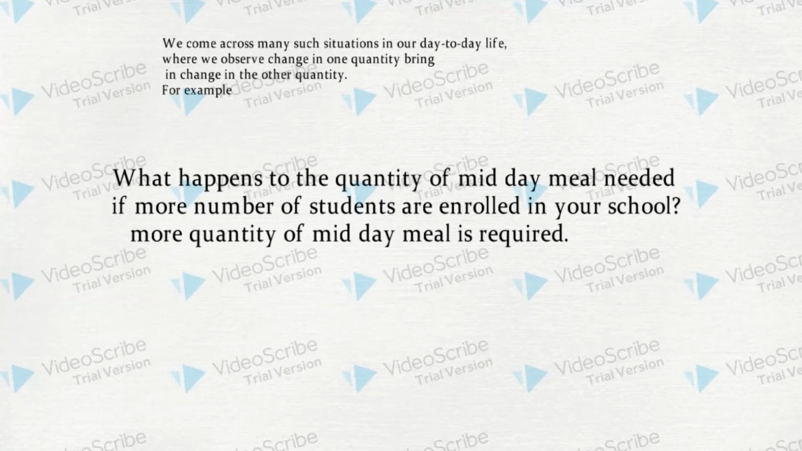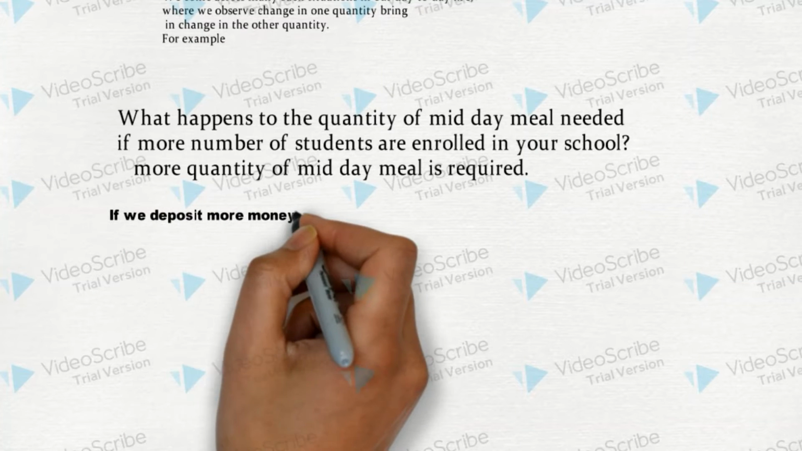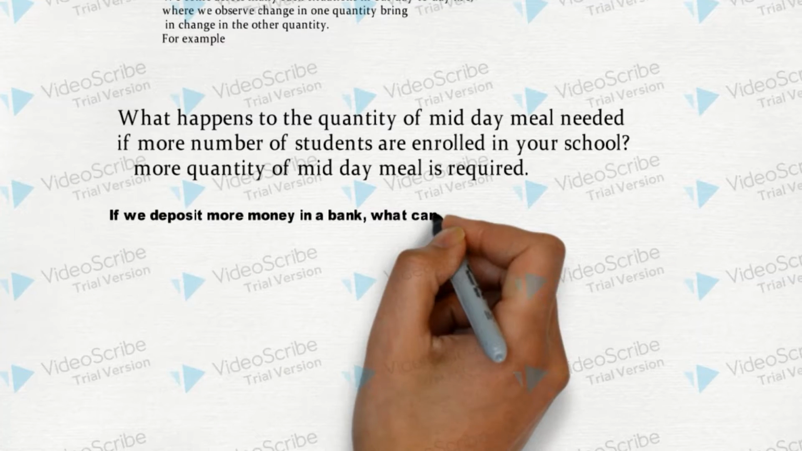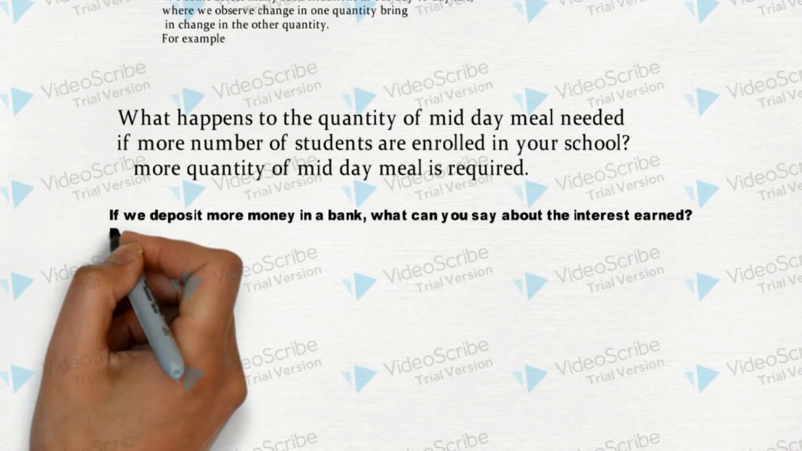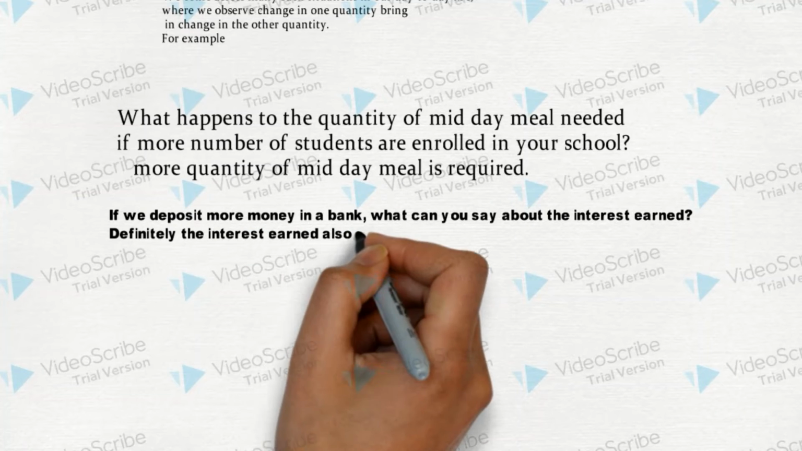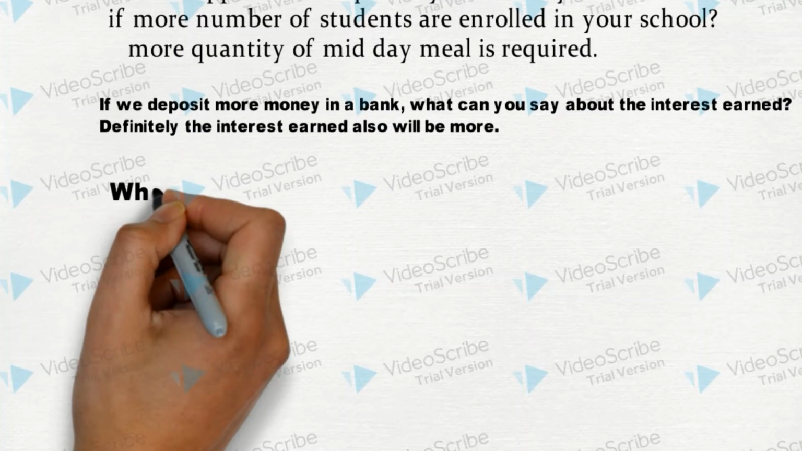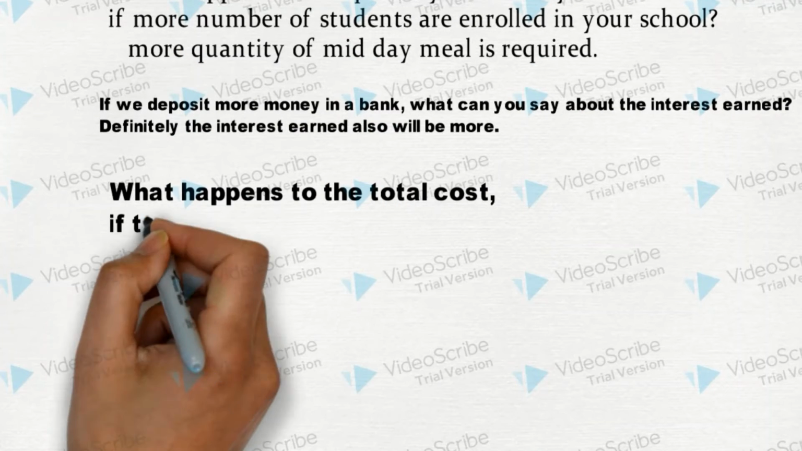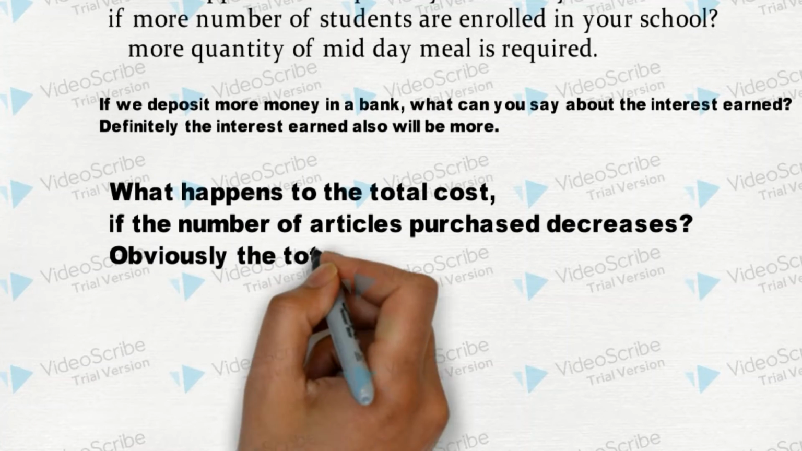If we deposit more money in a bank, what can you say about the interest earned? Definitely the interest earned also will be more. What happens to the total cost, if the number of articles purchased decreases? Obviously the total cost also decreases.